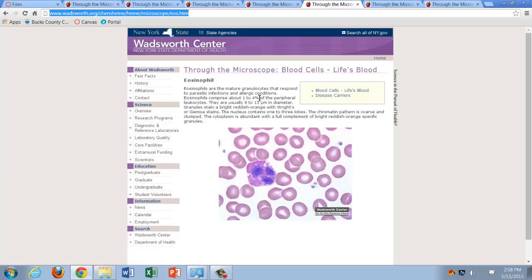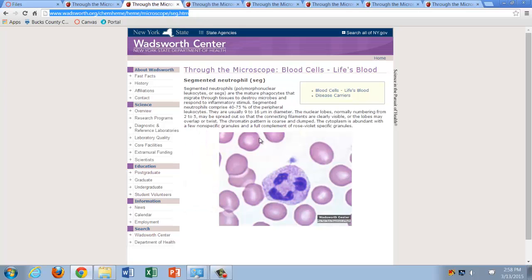When these are increased, it's usually a sign of hay fever season, or the patient has other signs of allergies. So this is a cousin of the segmented neutrophil.